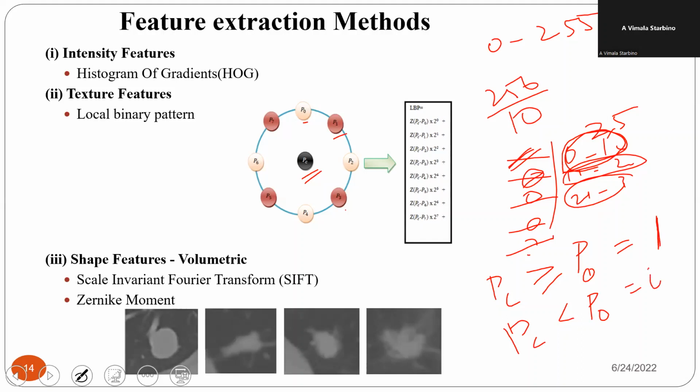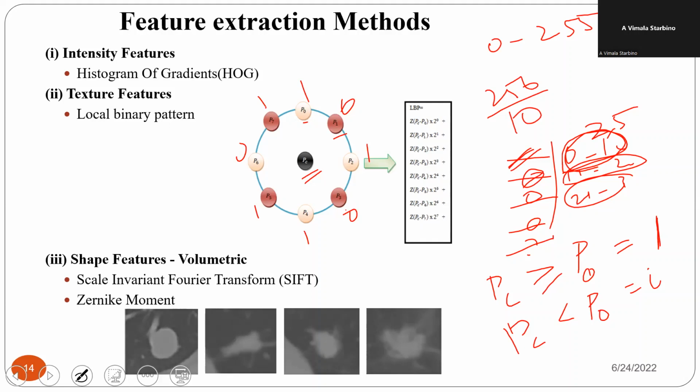Likewise, you will get the values 1, 0, 1, 0, 1, 1, 0, 1, like that. So this will give us one binary value. This binary value we have to convert into a decimal value, and that gives the features. So that is the feature obtained from the local binary pattern.